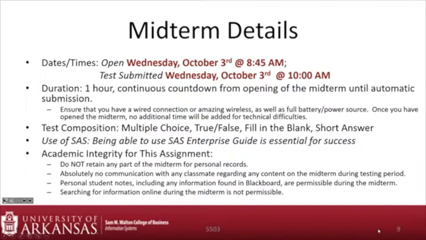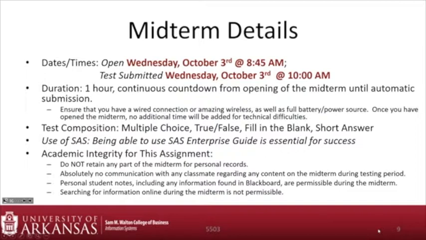Academic integrity, because we like that. It will be conveyed to you on Blackboard. Do not retain any part of this midterm for your personal records, i.e. don't take screenshots as you're going. You're probably not going to have time to do that. But either way. This one doesn't apply to you guys quite as much as it applies to my Saturday class. Don't talk with anybody during the test. Seems obvious, but you'd be surprised.